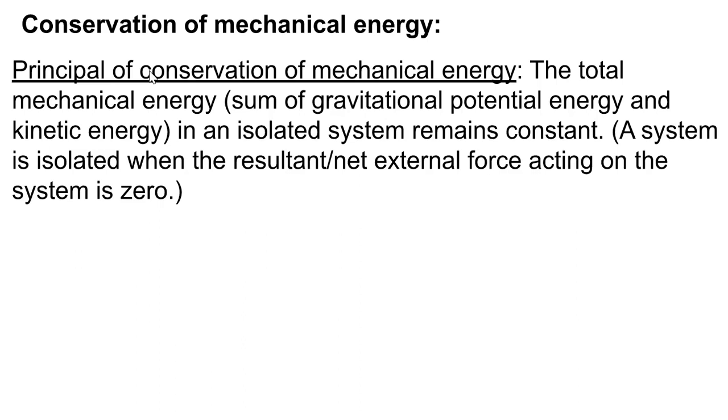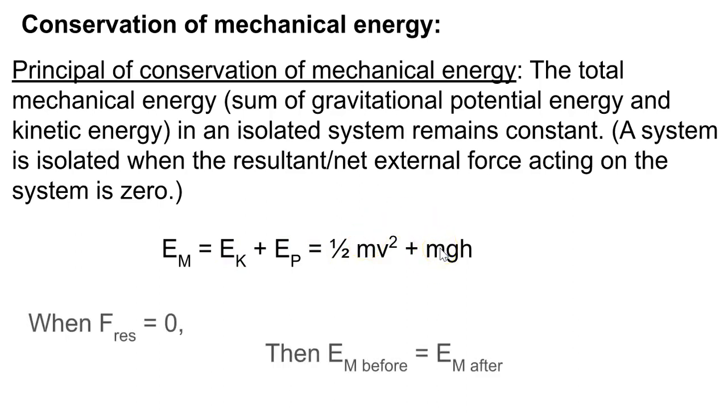A system is isolated when the resultant force, or the net external force acting on the system, is 0. So I can summarize this whole principle of conservation with the following equations. The first equation is that mechanical energy is equal to the sum of kinetic energy and potential energy. Kinetic energy is a half mv squared. Potential energy is mgh. And this is true when the resultant force acting on the system is zero.